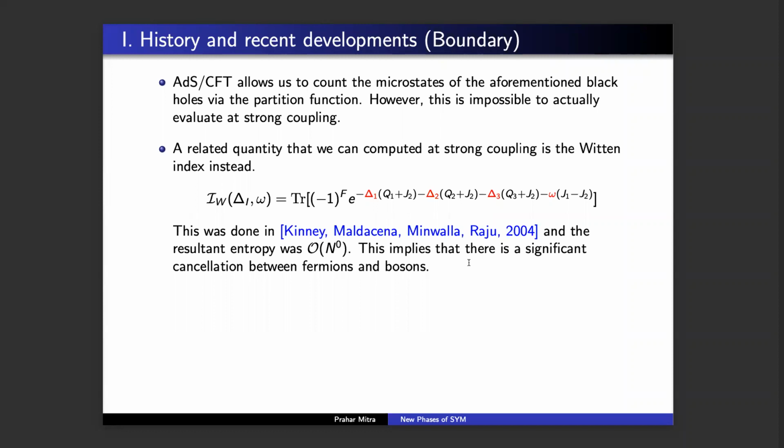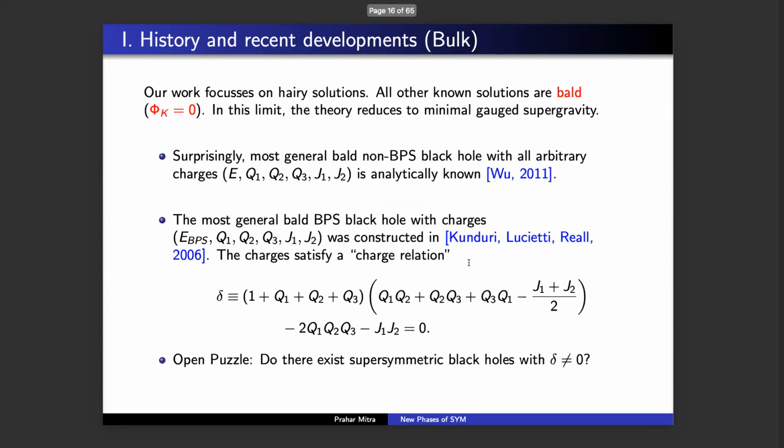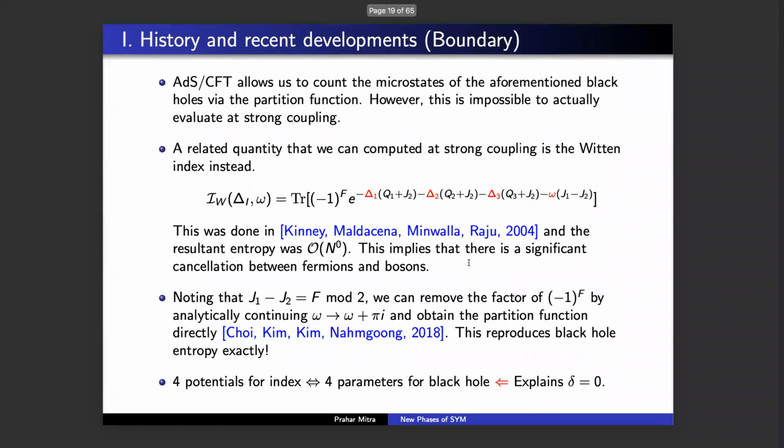And recent techniques have told us how to compute this index. You complexify one of these fugacities in a certain interesting way, and then you get these new saddle points in your matrix integral. People have been able to show that by computing the index with these complex fugacities, and then doing a Legendre transform, you can reproduce precisely the entropy of these Gutowski-Reall black holes that were discussed over here. So you might say, well, that's great. We had 4 potentials for the index. We have 4 parameters for the black hole. So this seems to explain why delta has to be 0.